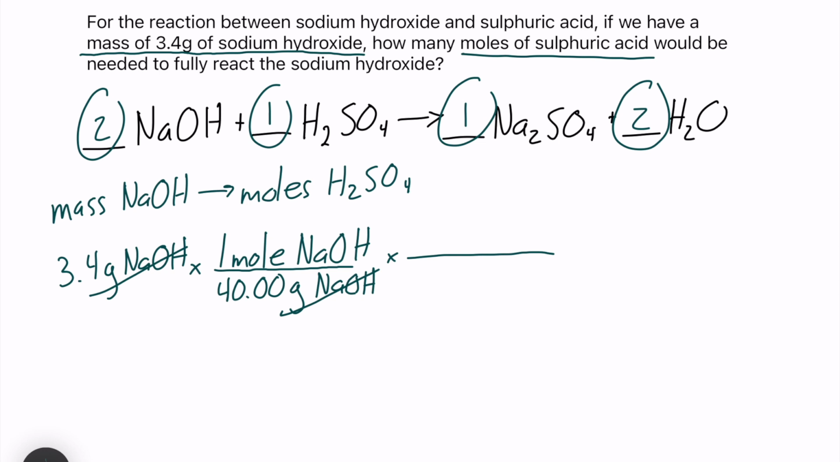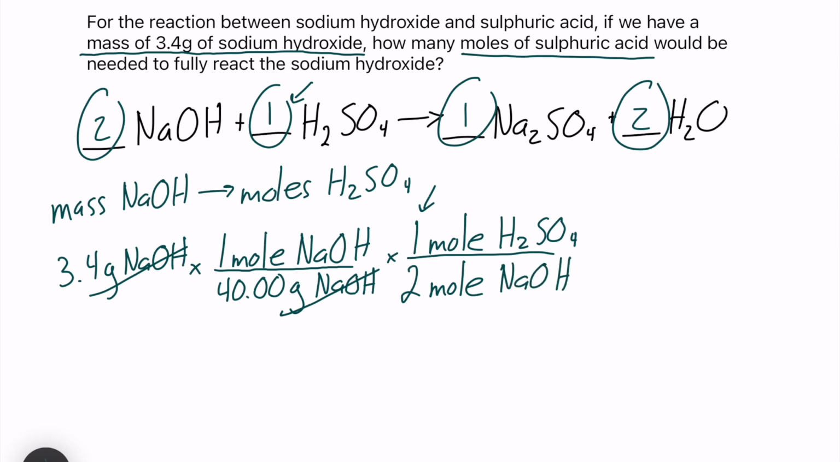So on the top, we want moles of sulfuric acid, so we will put 1 mole of H2SO4 on top. We got this 1 from our balanced formula. Okay, I want to make that very clear. And on the bottom, we are getting rid of moles of NaOH. And from our balanced formula, or our balanced reaction, we have 2 moles of NaOH. Okay, and again, our units do cross off. Our moles of NaOH cross off, and we're left with moles of sulfuric acid.